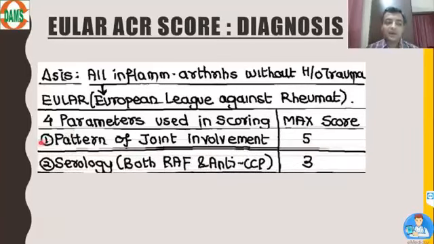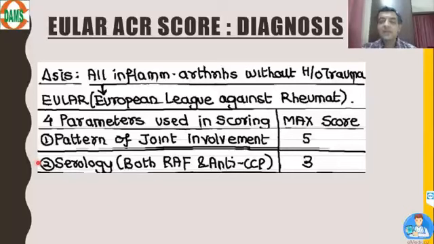Along with the pattern, what is there in rheumatology? We know antibody testing. We already studied these antibodies. We can take the help of antibody testing, both RA factor and anti-CCP. Please recall from yesterday's class. Rheumatoid factor is sensitive and prognostic. Anti-CCP is specific and prognostic. So in serology, both RA factor and anti-CCP are taken into consideration.